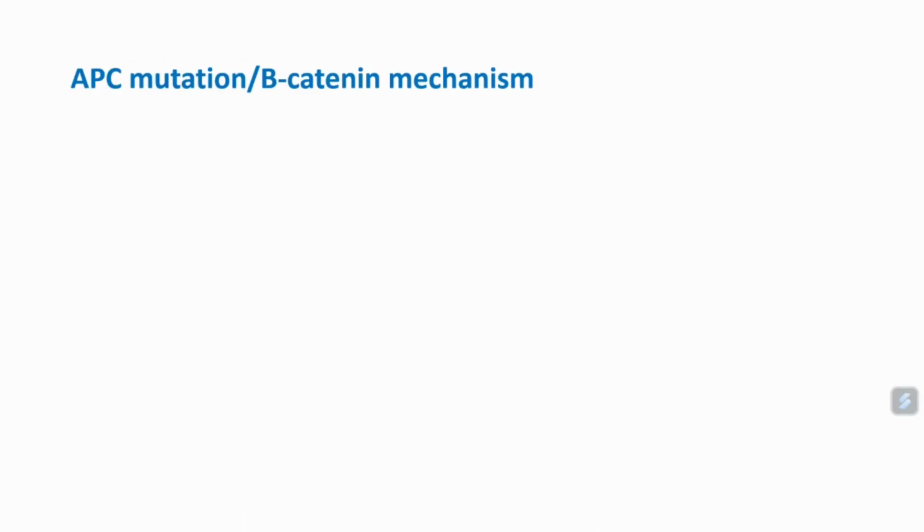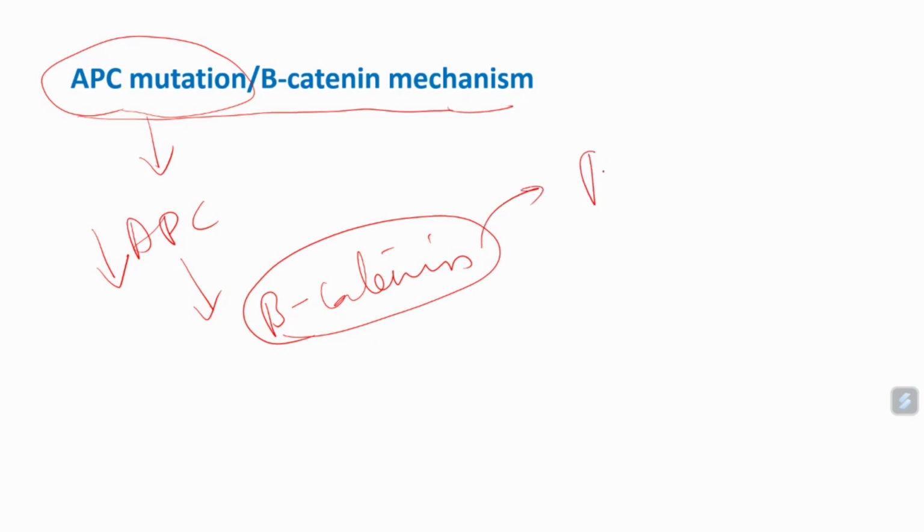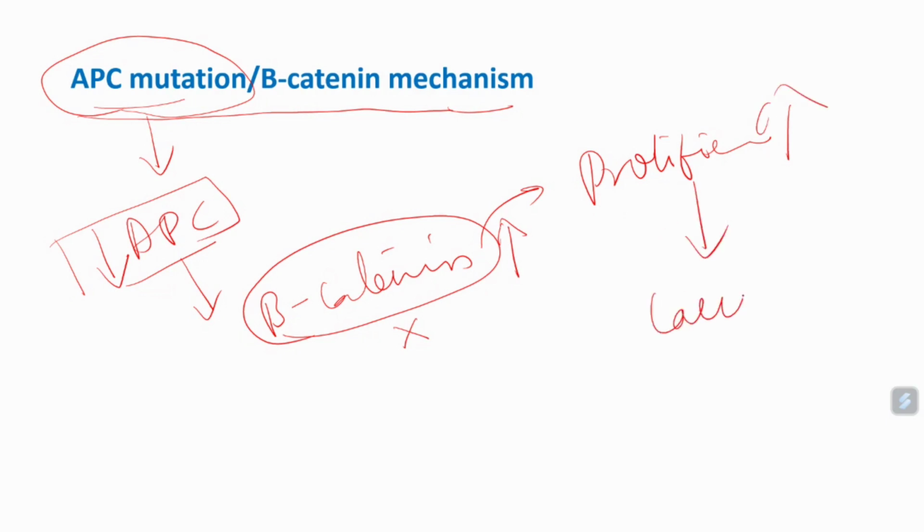These are risk factors. Now, in the previous class I already explained the APC mutation and beta catenin mechanism. When APC mutation occurs, APC proteins are not synthesized, so they will not degrade the beta catenin protein. This beta catenin protein causes proliferation of cells. When beta catenin is not degraded, its activity increases, proliferation increases, and it causes colorectal carcinoma.